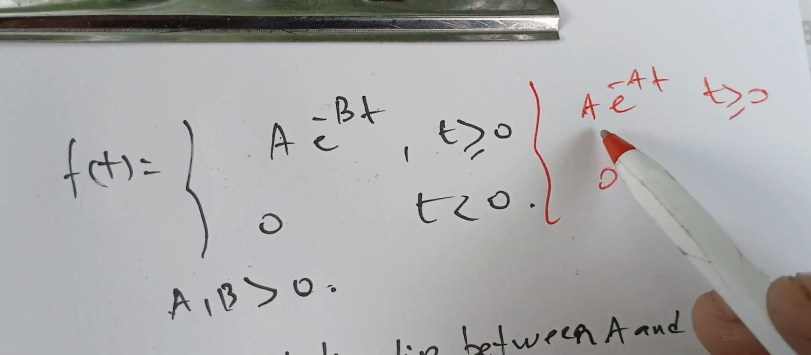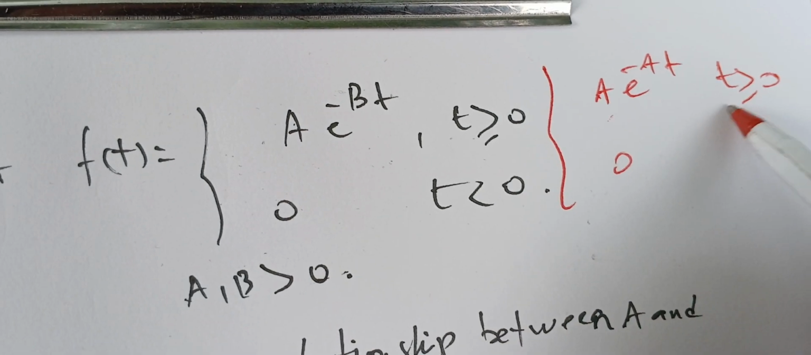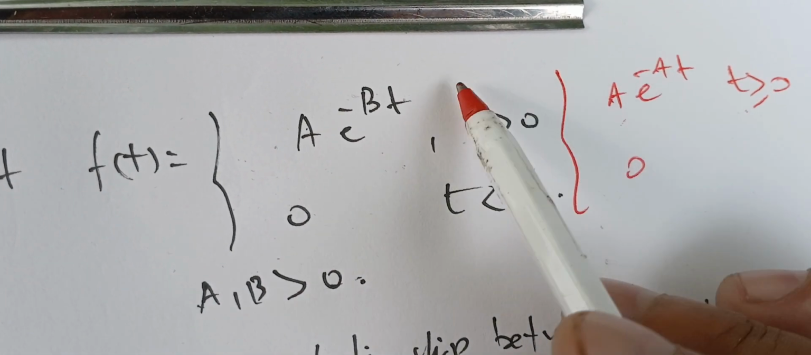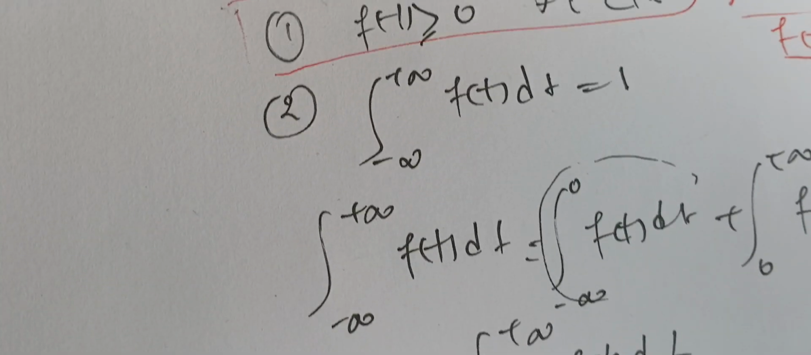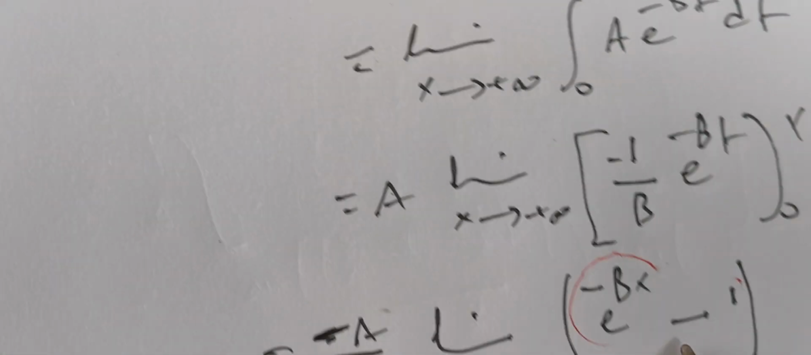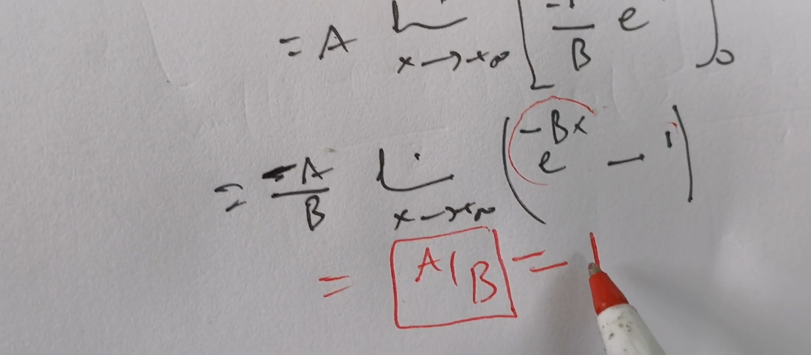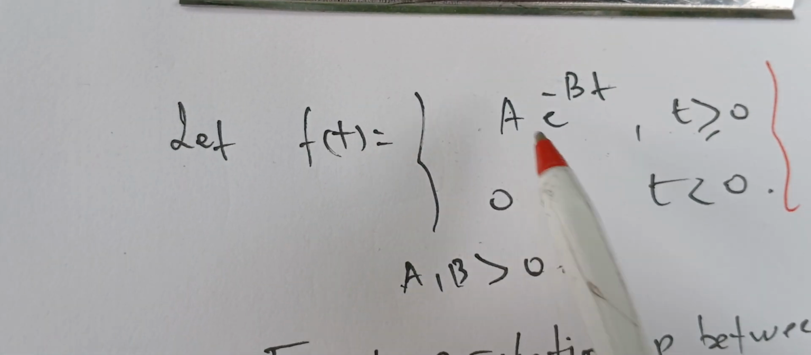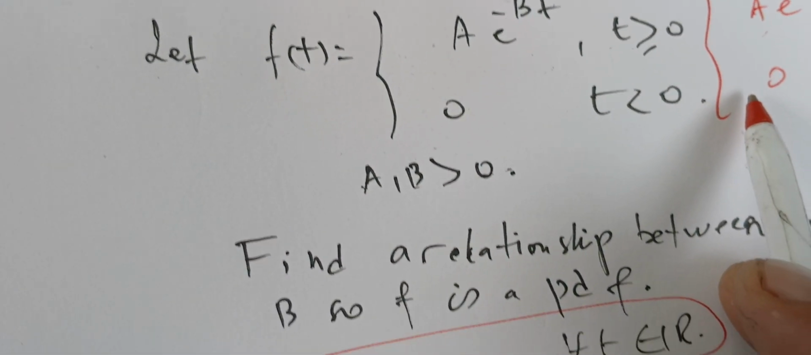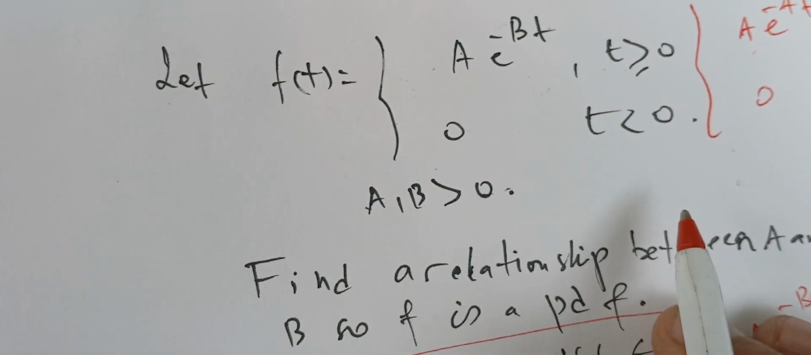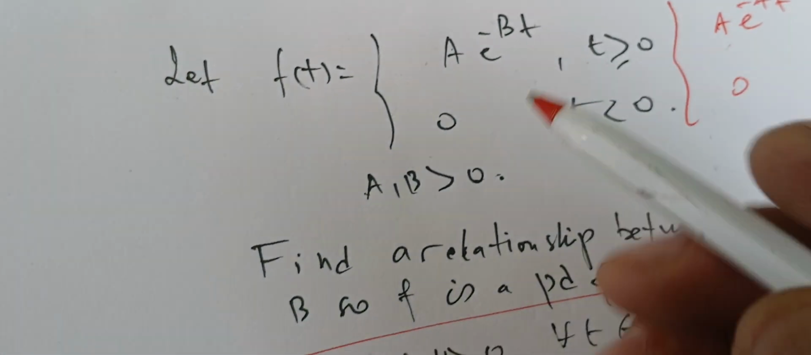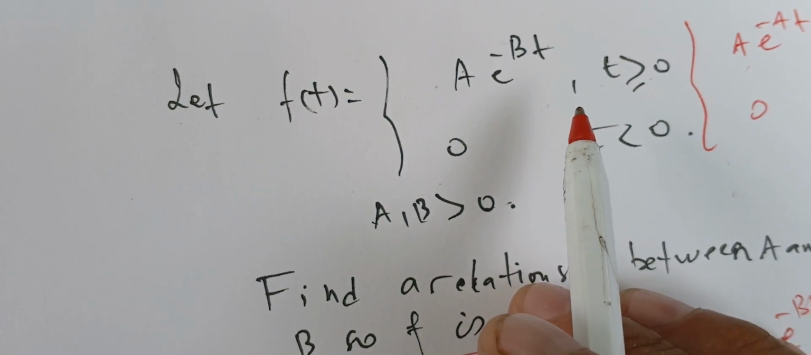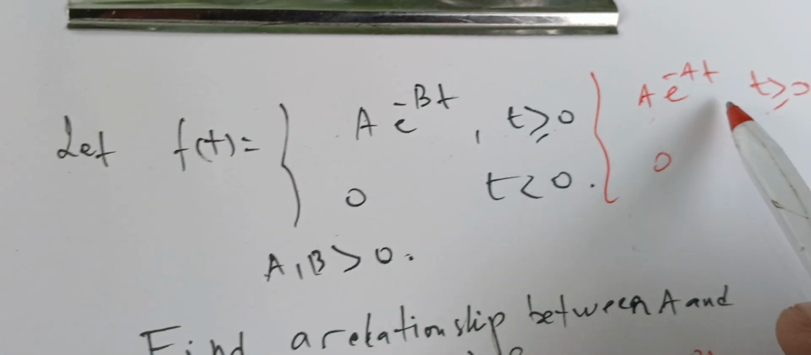Okay, in this case, if a is positive, this is a probability density function. Now we are sure. The relationship is that a is equal to b. It's coming from this condition and this integral here. Okay, and this shows that we can write an exponential distribution in this manner. It's defined only when t is positive, and it can be written in this manner.